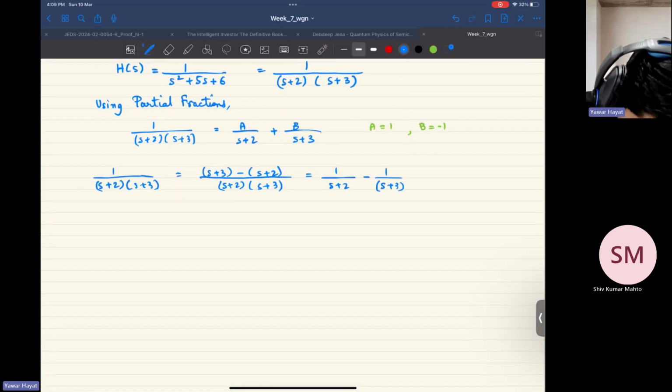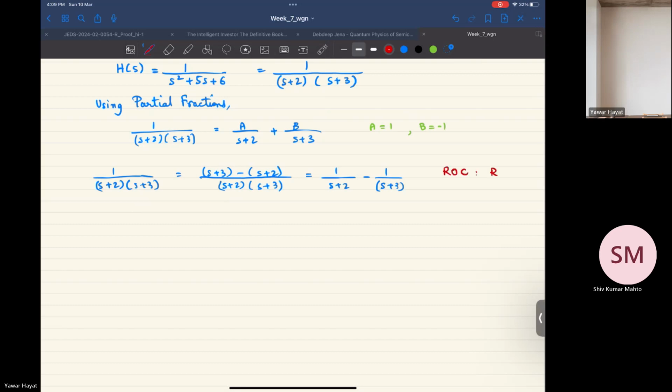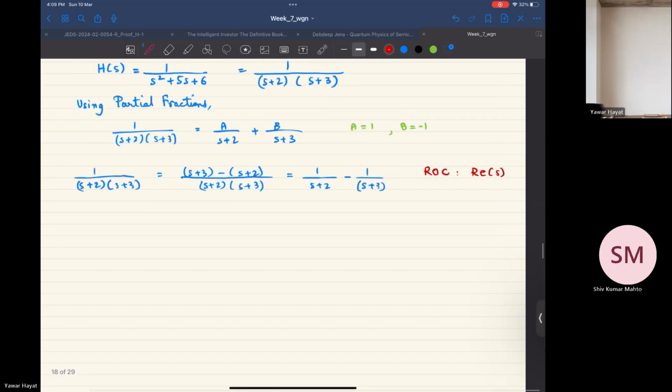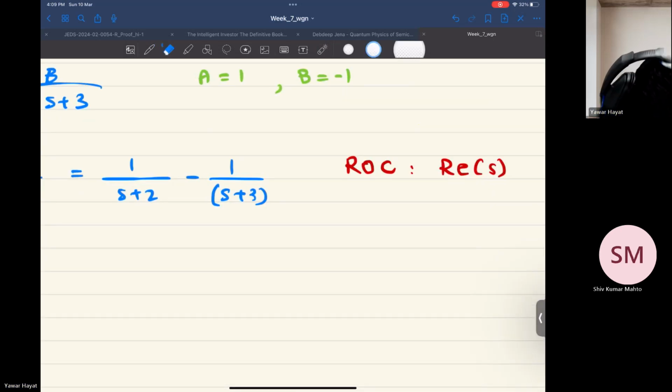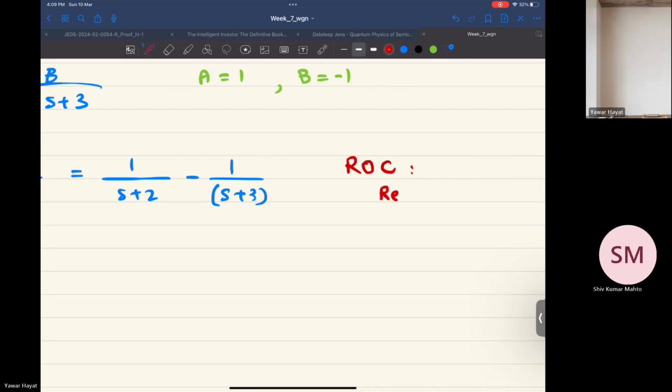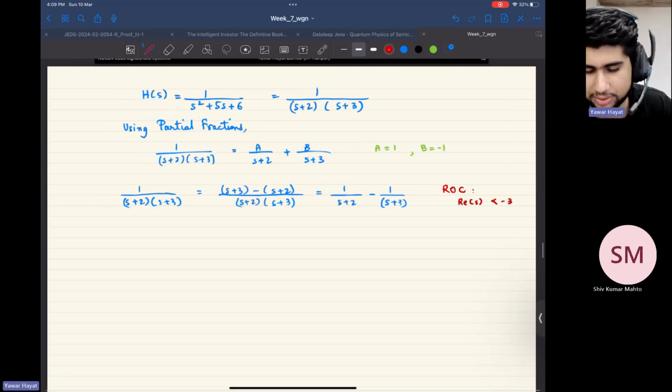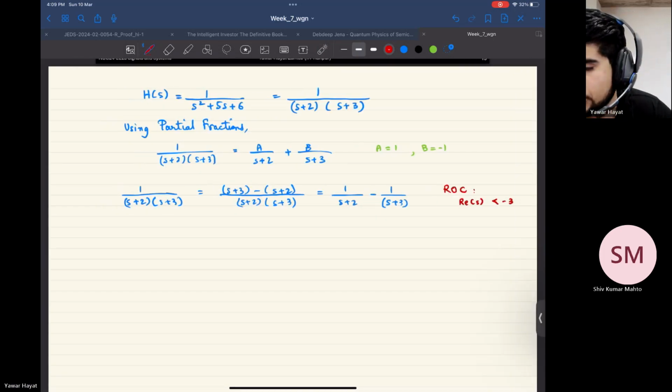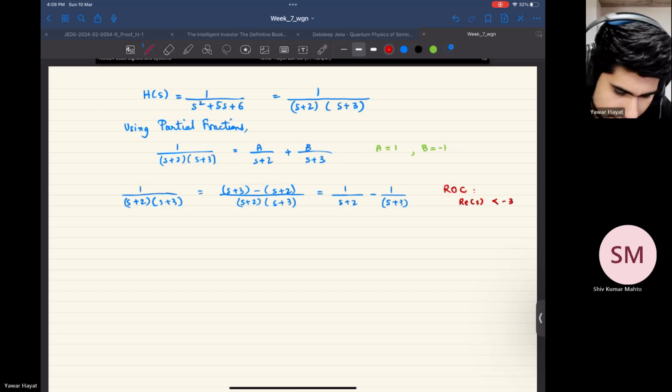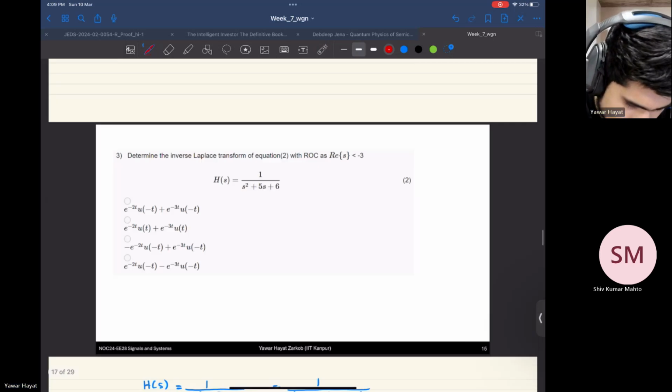So my ROC, real part of s is less than minus 3. This is my ROC. Okay. Real part of s is less than minus 3. Let me in fact draw this ROC.